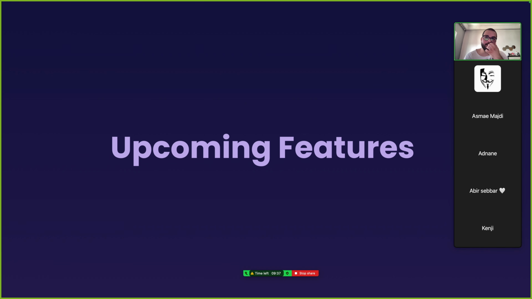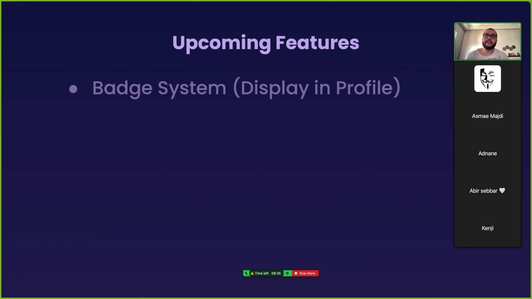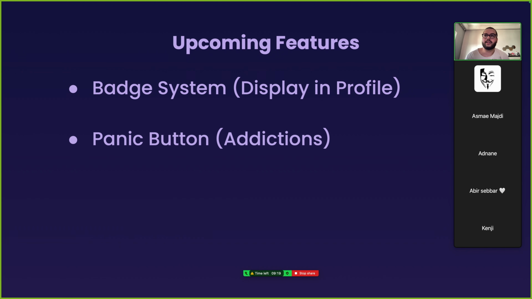So I want to talk about some upcoming features. In the later releases, I will have a badge system implemented, which is similar to what Duolingo is doing. You have a set of milestones. If you complete a streak of 30 days, you will earn a badge, which you will be able to display in your profile. This is obviously going to come in a much later release.